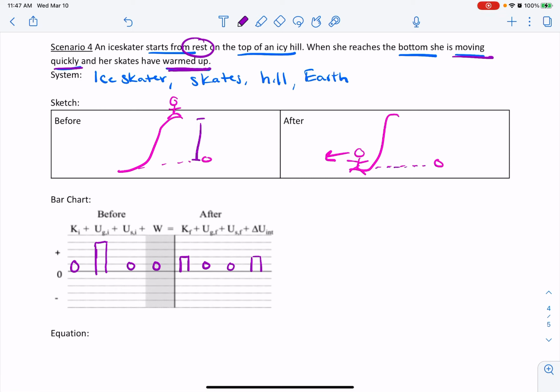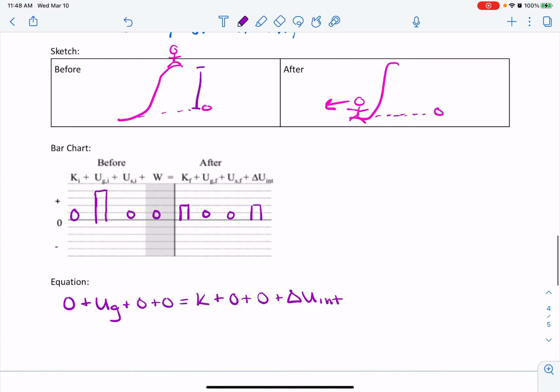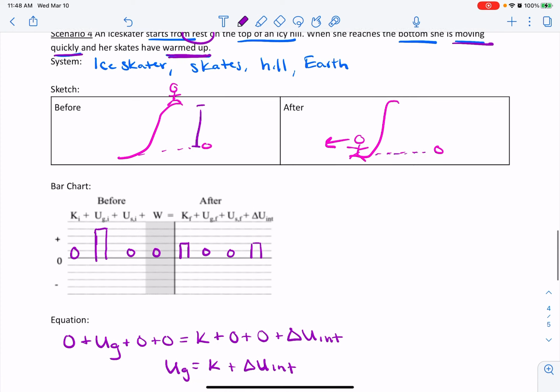Last step here, let's write our equation. We have 0 kinetic. We do have gravitational, so I'm writing UG. 0 for elastic, 0 for work, equals K for kinetic, we do have kinetic, 0 gravitational, 0 elastic, and we do have delta U INT for internal. Okay, let's just take one last step, get rid of my zeros, and I have UG equals K plus delta U INT. That's my final answer.